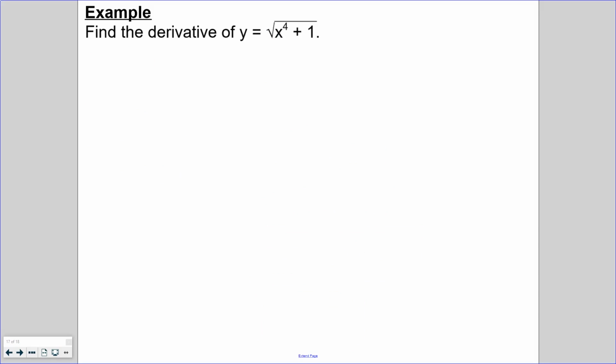Next up, we want to find the derivative of y equals the square root of x to the 4th plus 1. So let's identify the inner and the outer function. We know the inner function is x to the 4th plus 1, and we know the outer function is the square root. So I'm going to set my u equal to x to the fourth plus 1. I'm then going to go ahead and take the derivative of this right away to get 4x cubed.